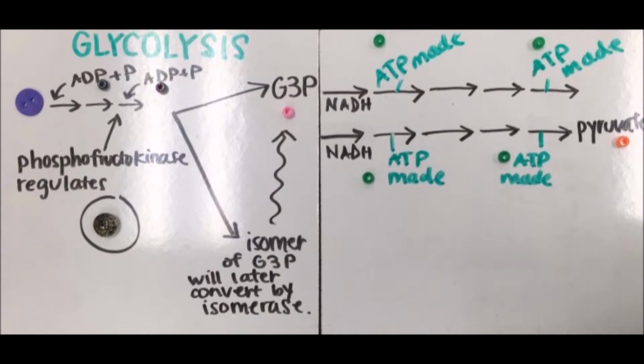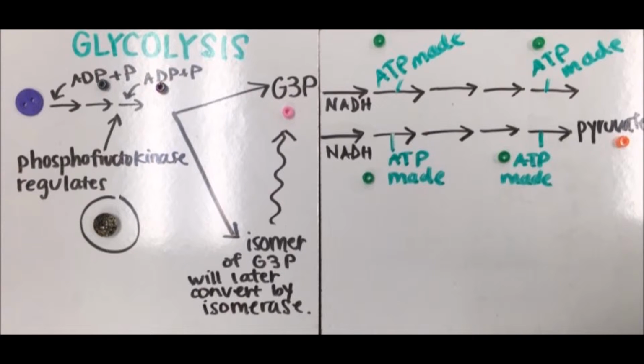This requires 2 ATPs, which enzymes will dephosphorylate into ADPs at steps 1 and 3. Phosphofructokinase at step 3 regulates respiration by being inhibited by an overproduction of ATP and citrate. Glucose is split into glyceraldehyde 3-phosphate and an isomer that later converts into G3P.